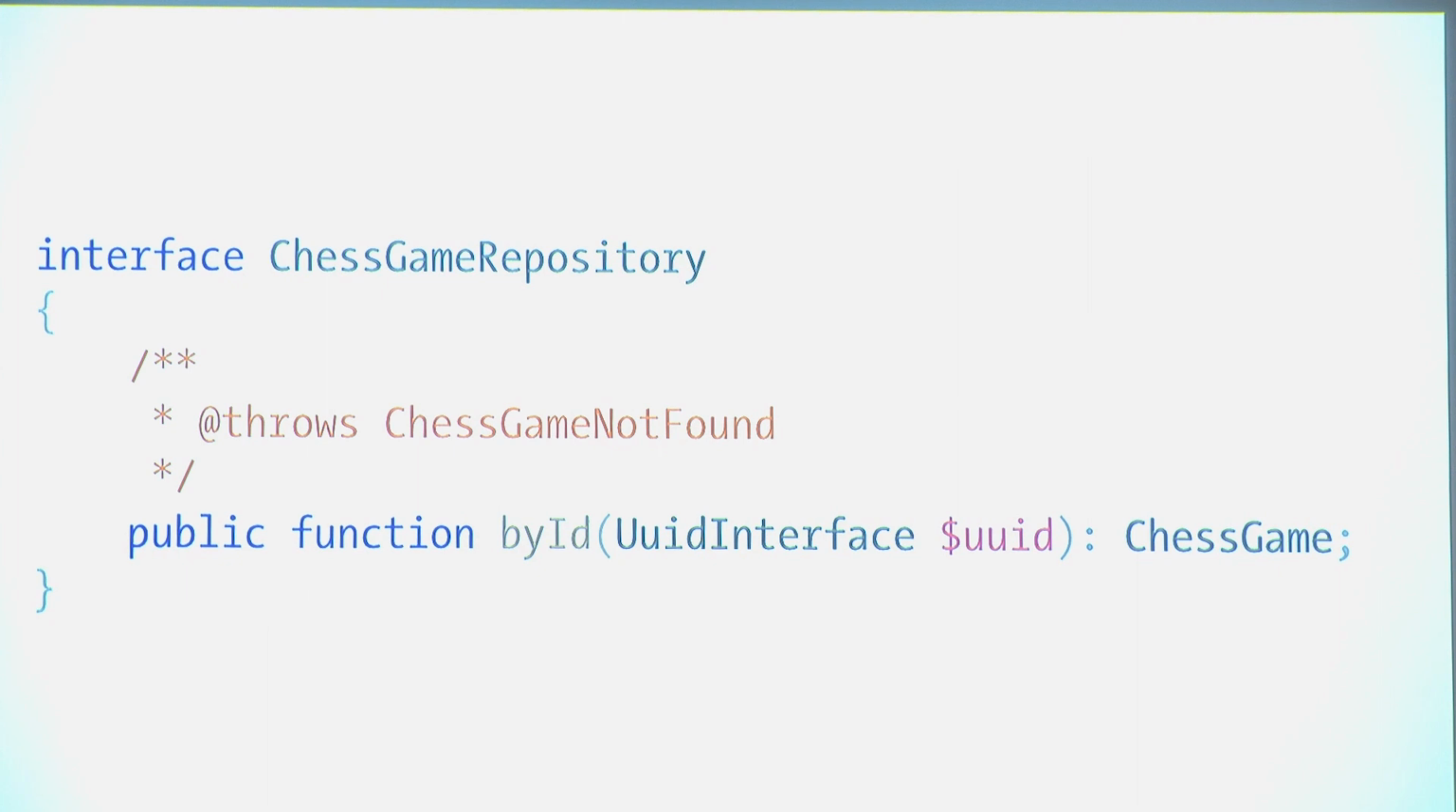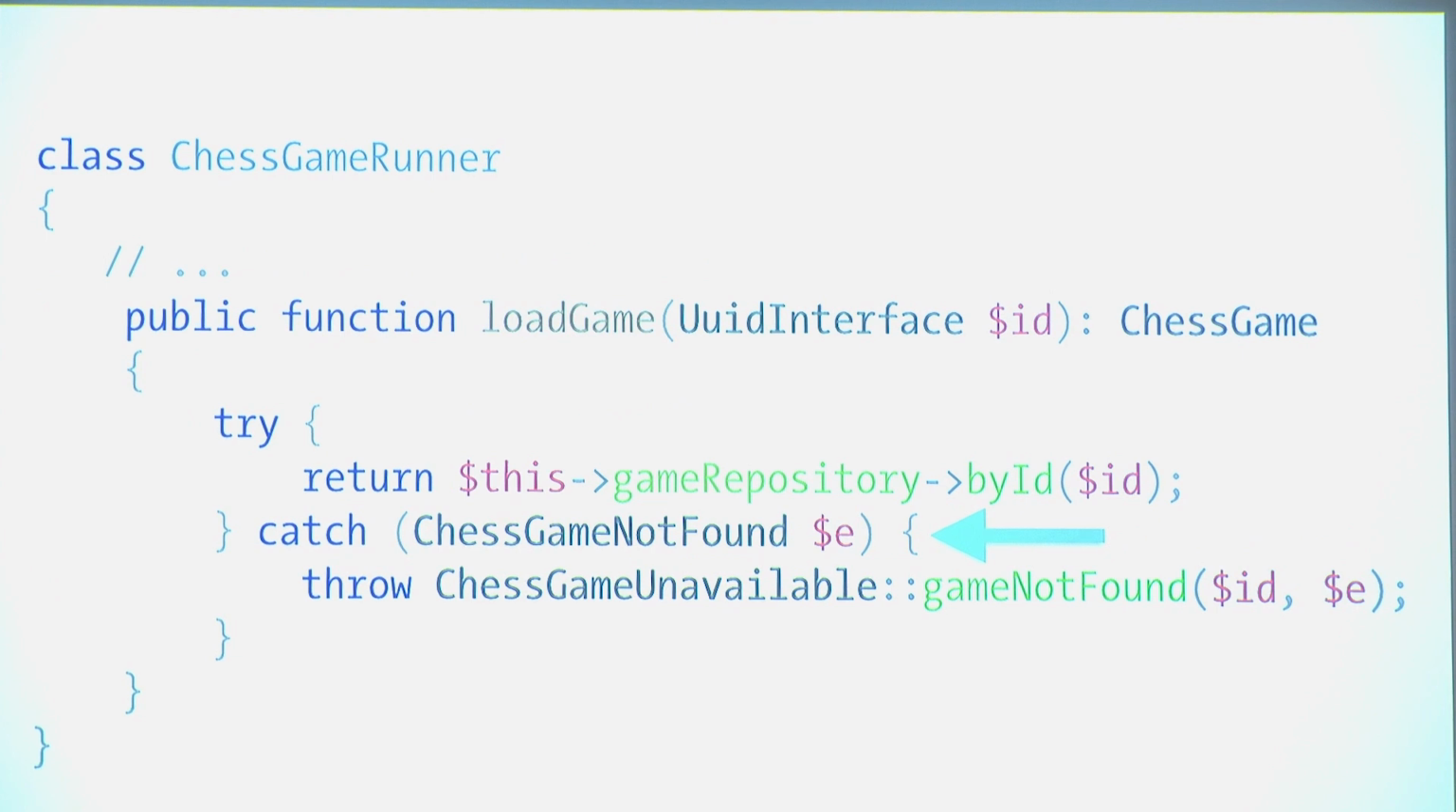This means that you always must fulfill the exact same contract when you implement an interface or when you extend a class. In this case, I have an interface. As you can see, my interface says that the byId method takes a UID object, and it must return a chess game object. And if there is no chess game object, the documentation states that we must throw a chess game not found exception. So now that means if I want to fulfill this principle, my concrete implementation of this interface must all have the exact same behavior. They must have the exact same contract.